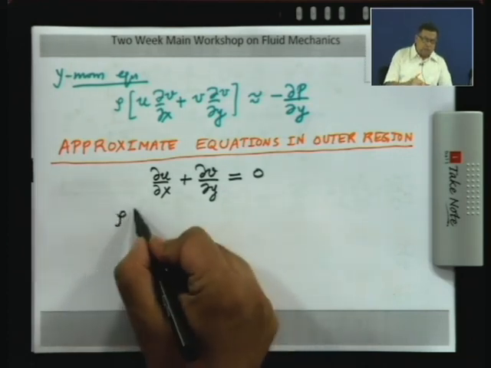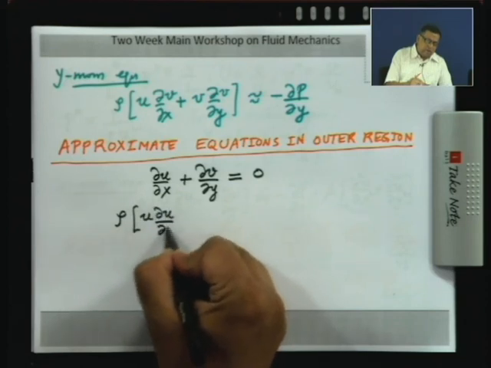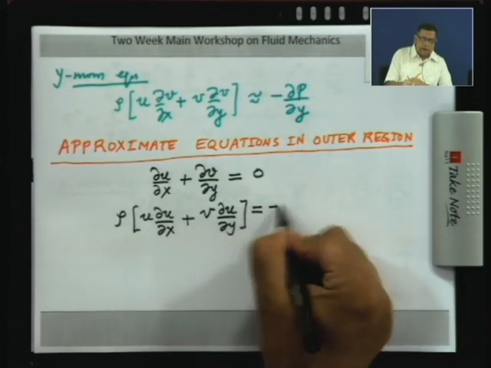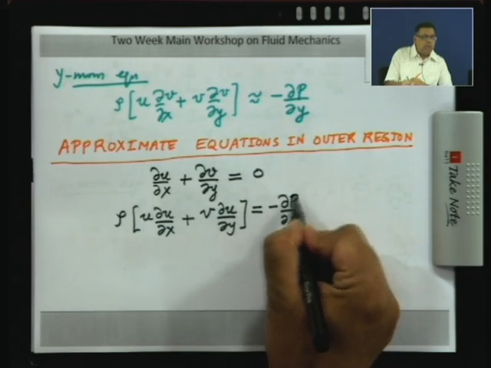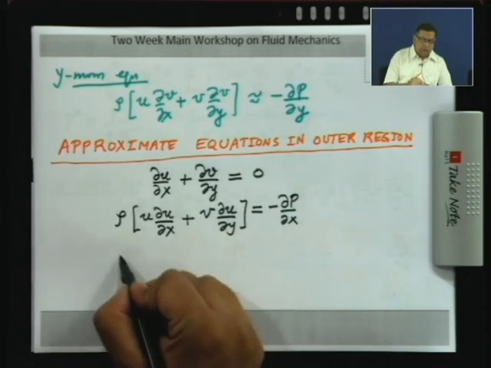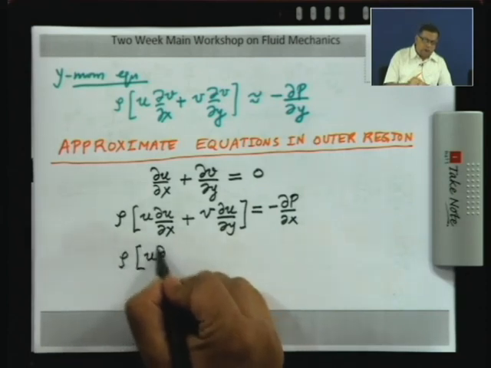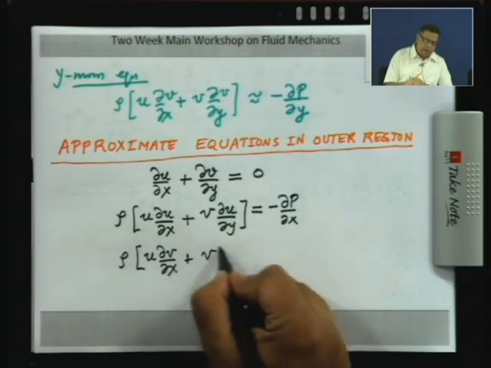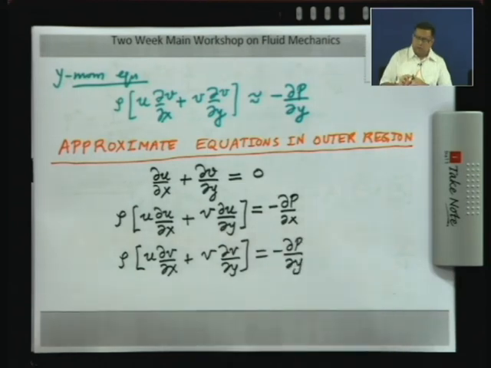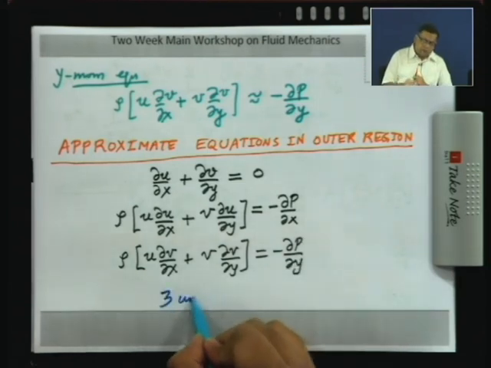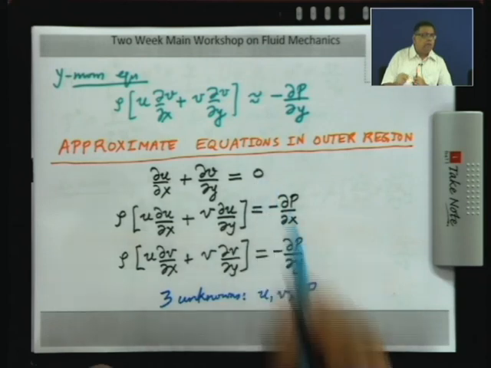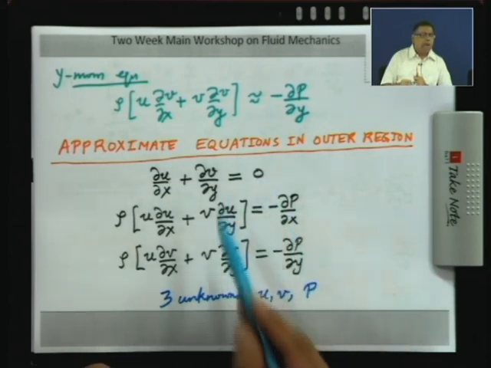The x momentum equation is rho times u del u del x plus v del u del y equal to minus del p del x. So, this p is a piezometric pressure. If I use this, it means that the body force has been accounted for in this, and the y momentum equation is rho times u del v del x plus v del v del y equal to minus del p del y. So, as you can see, there are 3 unknowns in this set, u, v and p, and you have 3 equations. So, it can be solved in principle, but they are coupled. So, it is a system of equations.